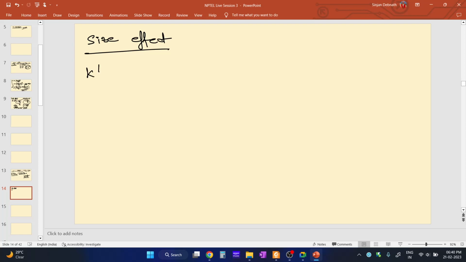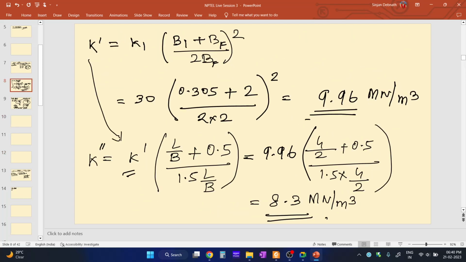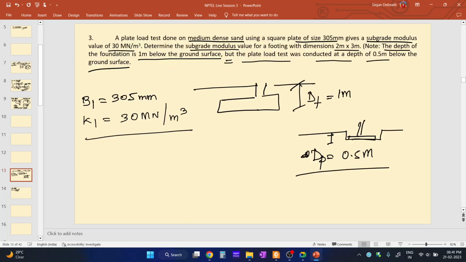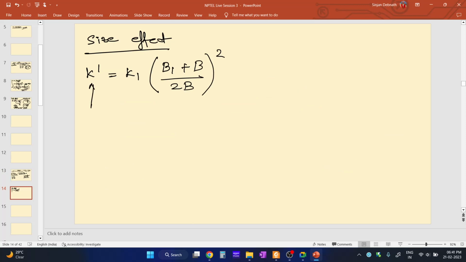So K dash. K dash is equal to K1 times (B plus B1) by 2B, whole square. The size of the footing is 2 meter by 3 meter. BF is equal to 2 meter. The length of the footing is 3 meter. So this one corresponds to 2 meter by 2 meter. So now let's write down all these things.